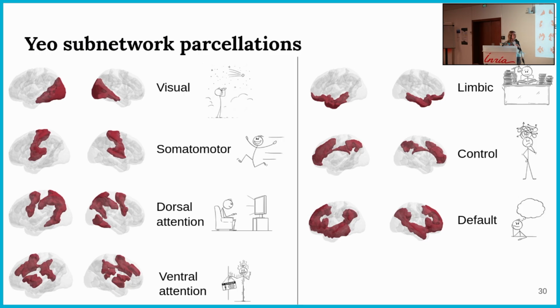Then we have the limbic one, which is at the bottom of our head and is active during memory tasks, emotion, motivation, and learning. Then we have the control subnetwork, which is responsible for problem solving and decision-making tasks. And then we have the default subnetwork, which is responsible for story comprehension, thinking about others, and daydreaming.